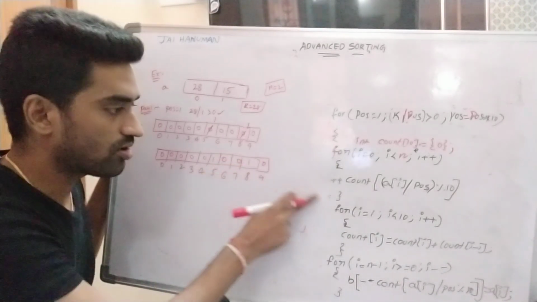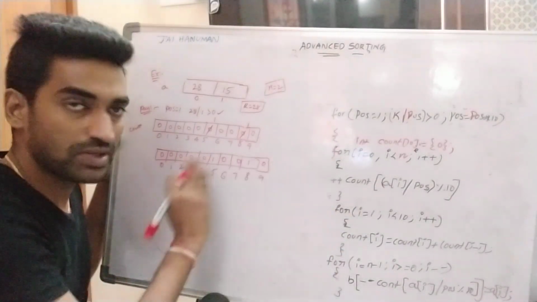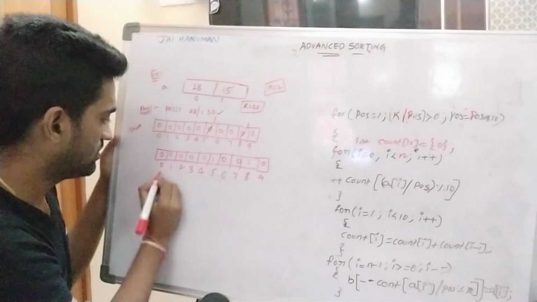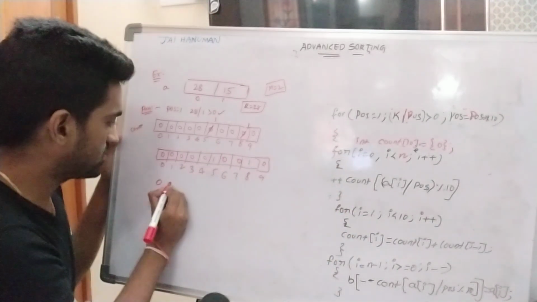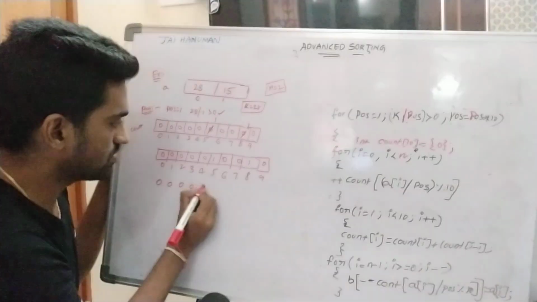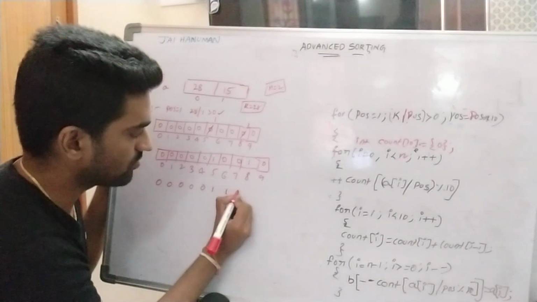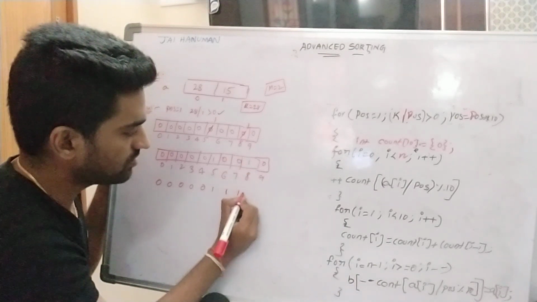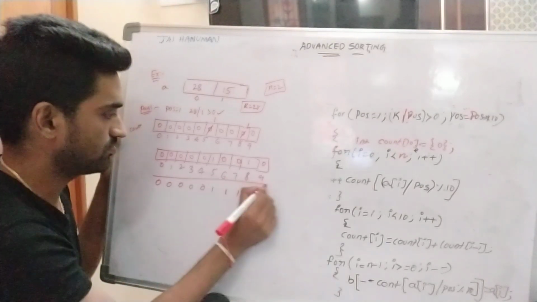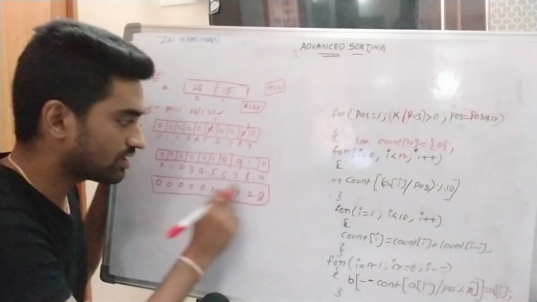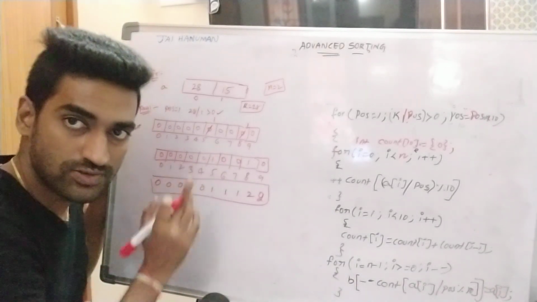Now we update the count array based on this loop. Here we simply add the previous values of the count array. Initially the value is 0, and it starts from index 1 only. 0 plus 0 is 0, 0, 0, 0. 0 plus 1 is 1. 1 plus 0 is 1, 1 plus 0 is 1, 1 plus 0 is 1. 1 plus 1 is 2. 2 plus 0 is 2. So the count array is updated by adding the previous count array values.